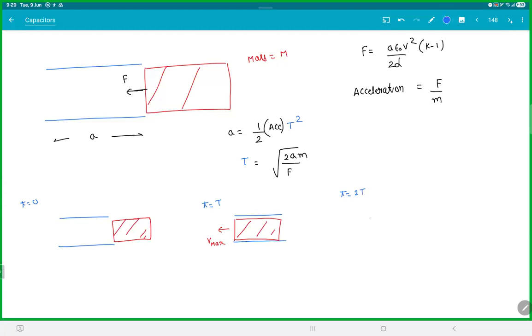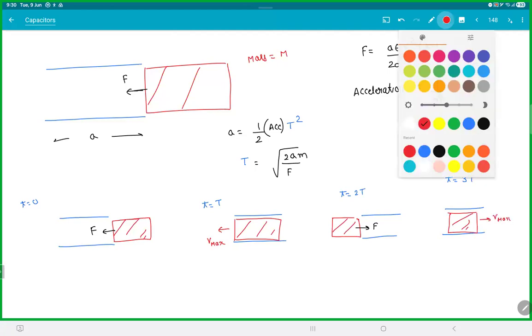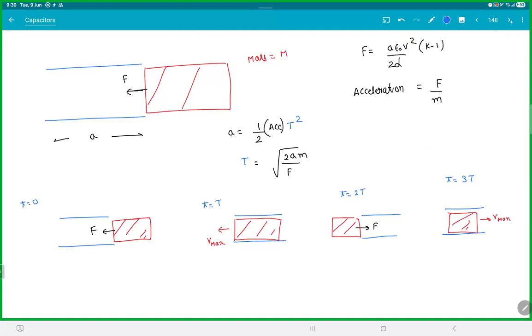At T is equal to 2T, you will come out from the other side. Because of velocity, you'll go this side. Now the force will be backward. So here the force will be this way. Slab will completely come outside this way. The force will be inward. Then at T is equal to 3T, again you will enter the capacitor. You will be exactly in the middle. This time again you will have a maximum speed, but this time towards the right.